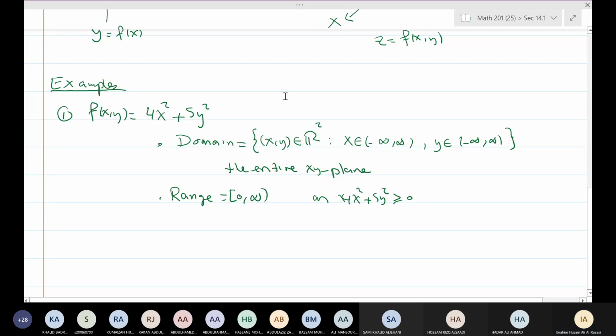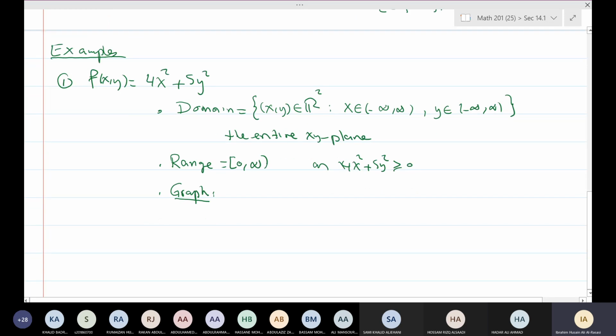Okay. Now, what about the graph? For the graph, pay attention. For this one, it is easy. It is a familiar graph. Remember, we write z equals f of xy. This is actually the notation for functions of 2 variables. So the f here is z. So this implies z equals 4x squared plus 5y squared. Okay. So this is really the equation of our graph.